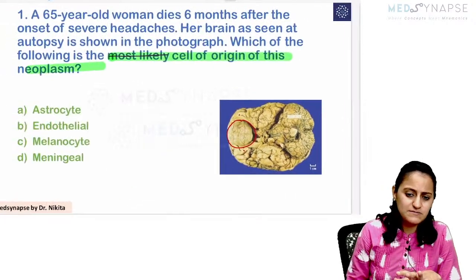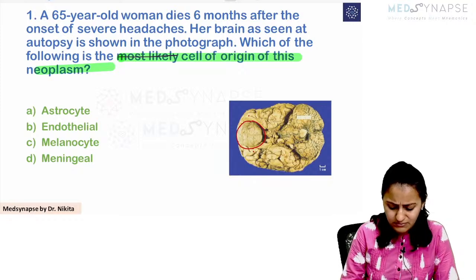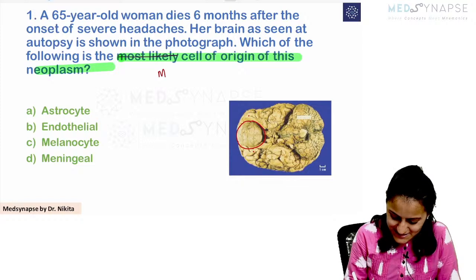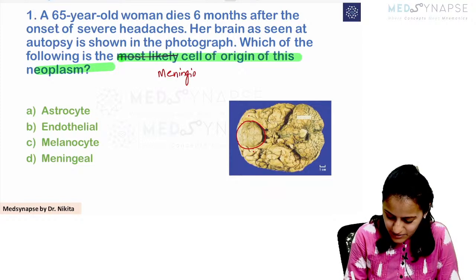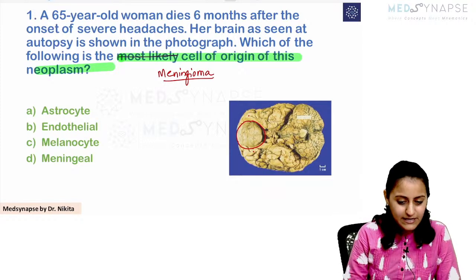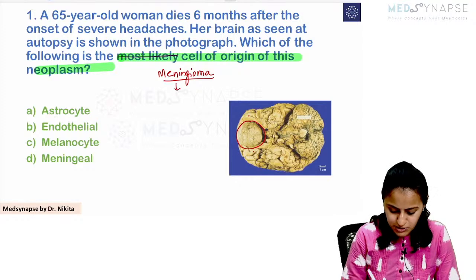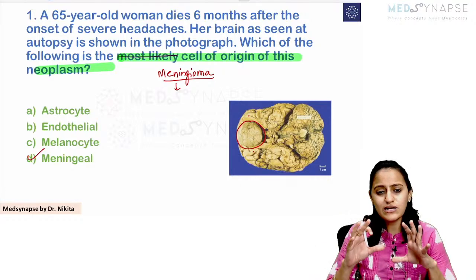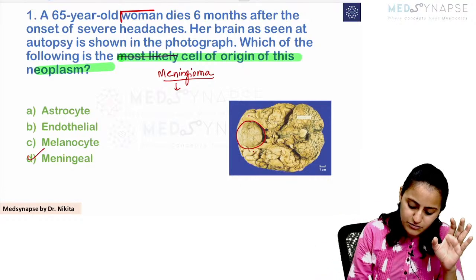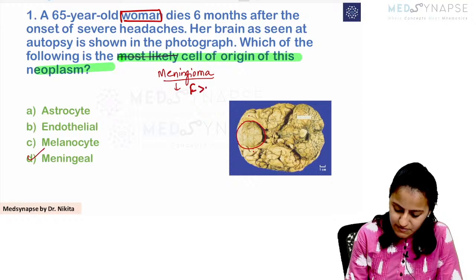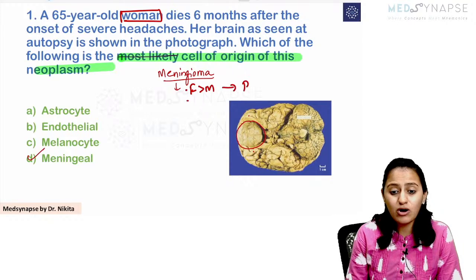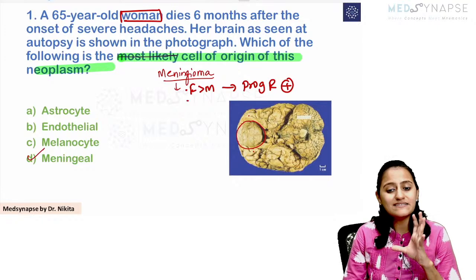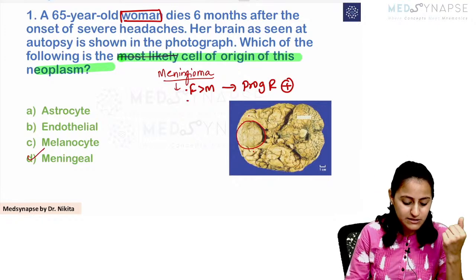So this tumor is basically extraaxial. This is an extraaxial tumor which is a meningioma, right? So the origin for meningioma is going to be meningeal origin. Look at the classical history given here. It's a woman. Meningioma is more common in females as compared to males because it is progesterone receptor positive. And it is an extraaxial, well-defined tumor that you see here.